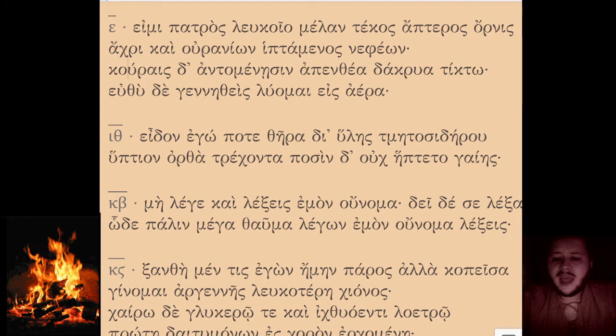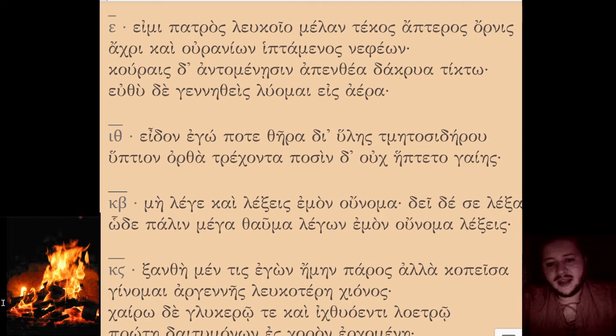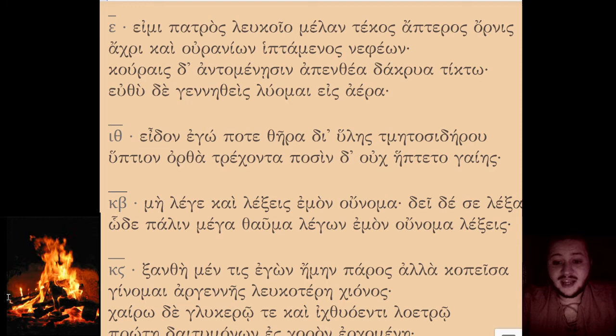I'm going to start by reading the first line. Actually, it's the first couplet, because it's written in elegiac couplets, I think I said before, alternating dactylic hexameter and dactylic pentameter. I'm not going to read it in that meter, because that meter is native to ancient Greek, and I'm not going to read it in ancient Greek. I'm going to read it in medieval Greek.